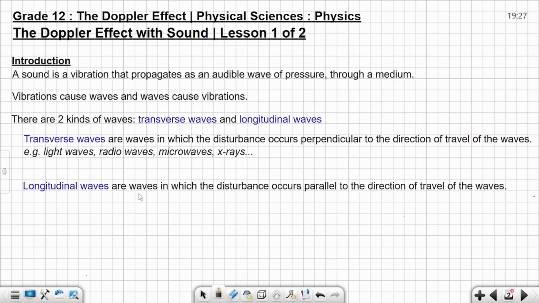Longitudinal waves are waves in which the disturbance occurs parallel to the direction of travel of the waves. For example, we have sound waves. So in sound waves, you'll find longitudinal waves.